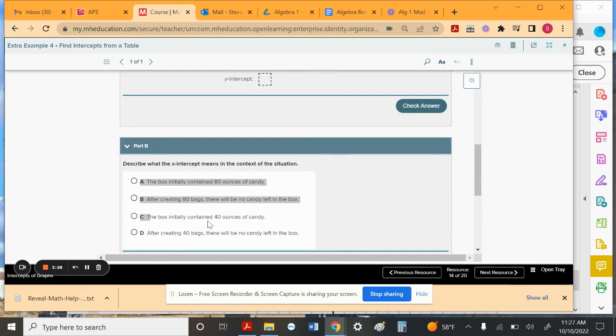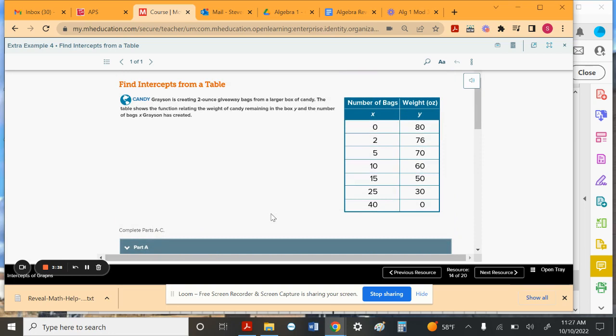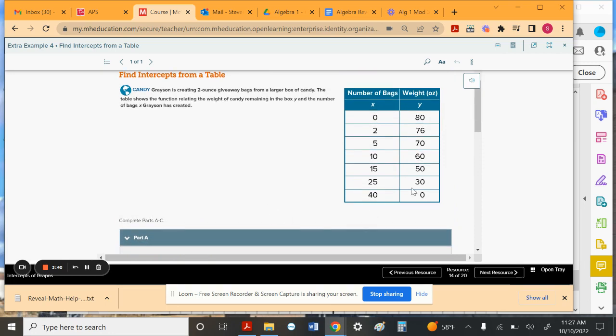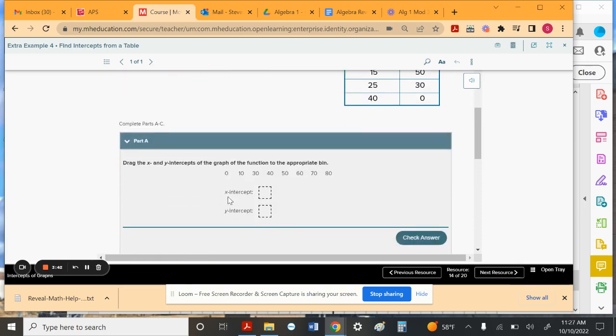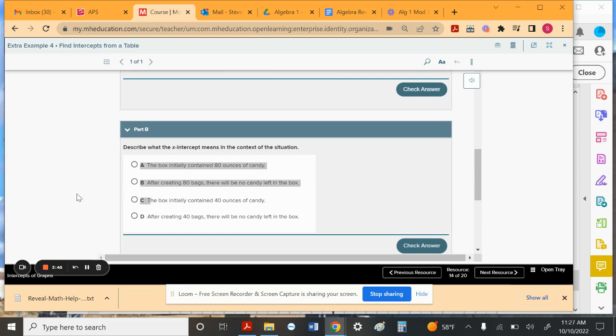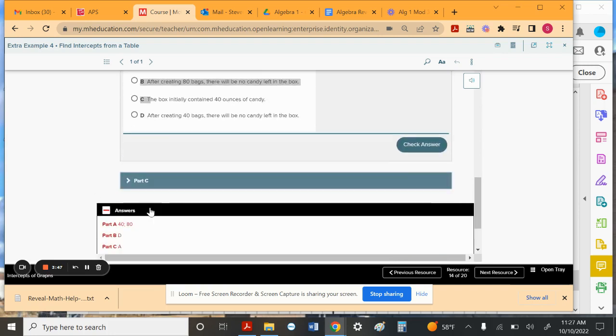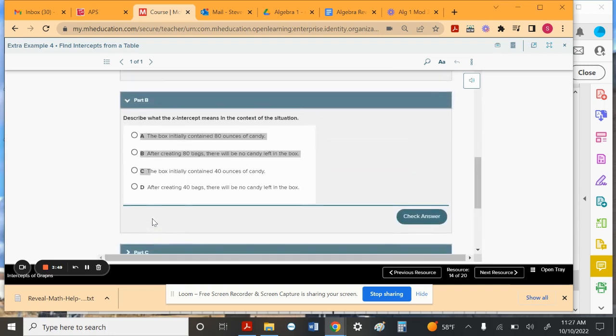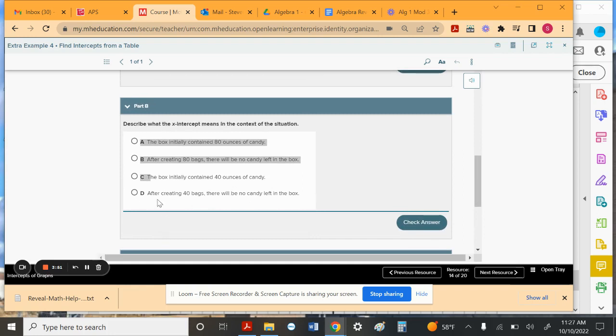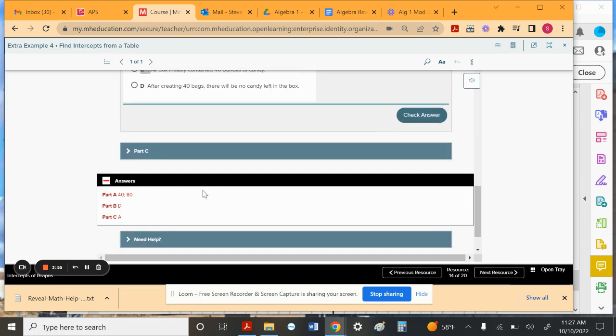Initially contains, nope. The box initially contains, nope. After creating 40, there will be no candy. No. After creating 80 bags, there will be no candy left in the box. So that's what it is. Okay. So no candy left in the box after we created 40 bags. So that should be C. Okay. Part B should be D. Oh, I'm sorry. I actually said that. Picked the wrong one. I should read those a little more carefully than guessing.